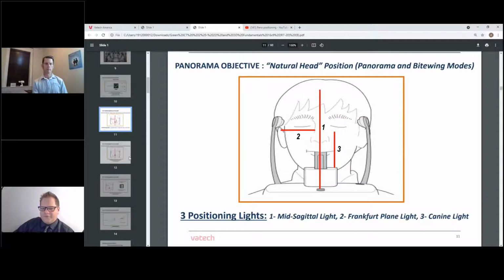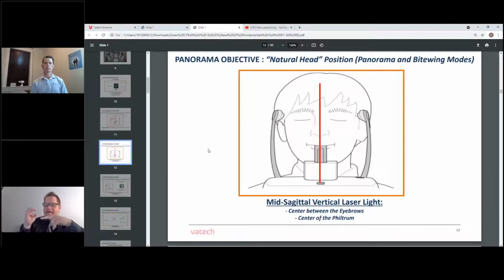Yeah, so number 1 is your mid-sagittal light. So when we have the patient come into the machine, bite on that bite stick, making sure that spine is upright. That's really important to get these 3 steps correct, because if their spine is angled, they're leaning over, it's going to be really difficult to get these 3 steps correct. So once they're in there, they're biting, we want to line up that mid-sagittal vertical laser light down the center of the face. I tend to picture an oval.